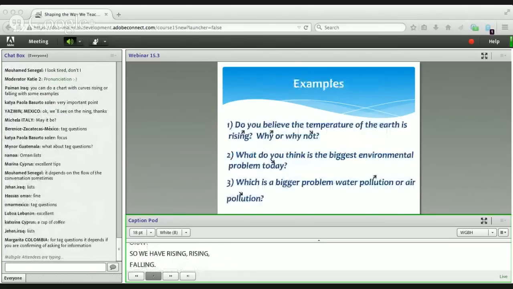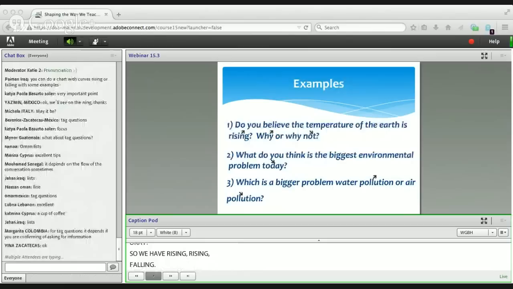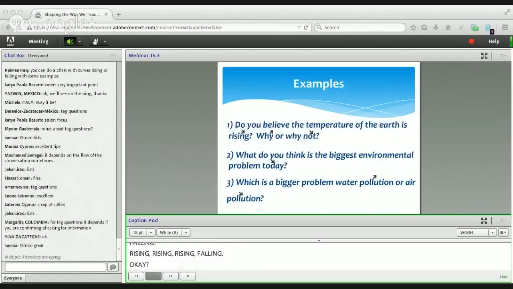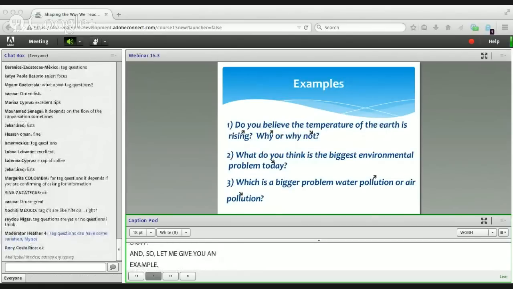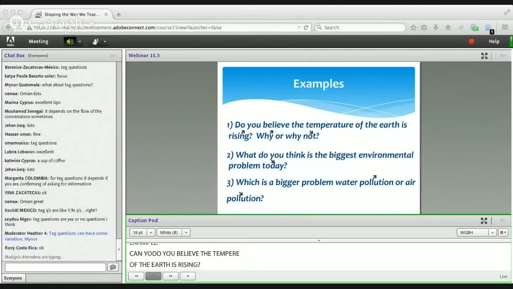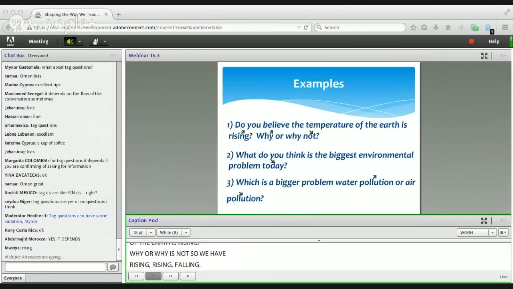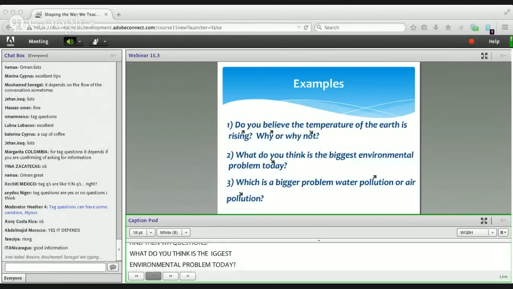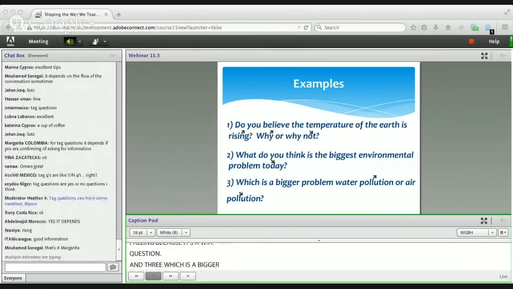And so let me give you an example. Do you believe the temperature of the Earth is rising? Why or why not? So we have rising, rising, falling. And then WH question, what do you think is the biggest environmental problem today? Falling, because it's a WH question. And three, which is a bigger problem, water pollution or air pollution? Okay, with a list, so up and down.